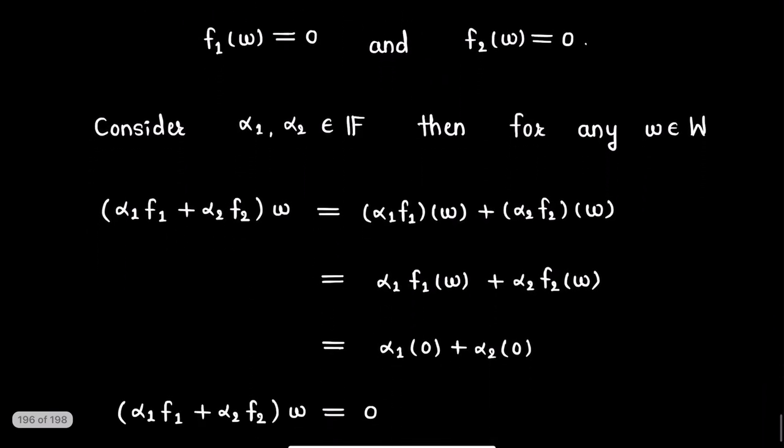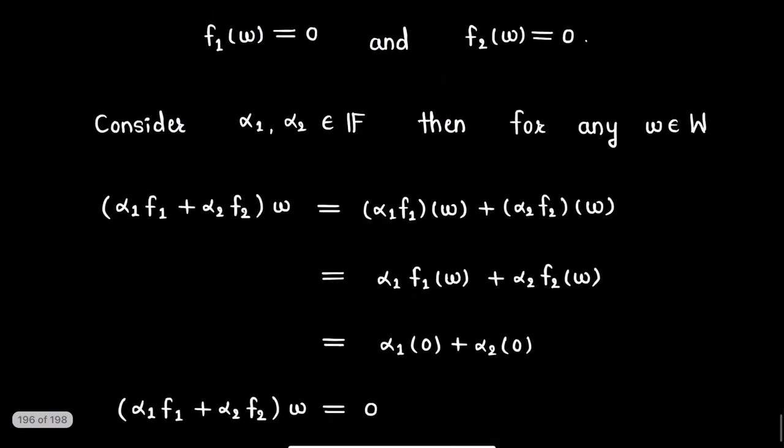Now next, consider any two scalars, say alpha 1 and alpha 2 in field F. Then for any vector w in subspace W, we have (alpha 1 f1 plus alpha 2 f2) of w is alpha 1 f1 of w plus alpha 2 f2 of w. This follows from addition in V hat.